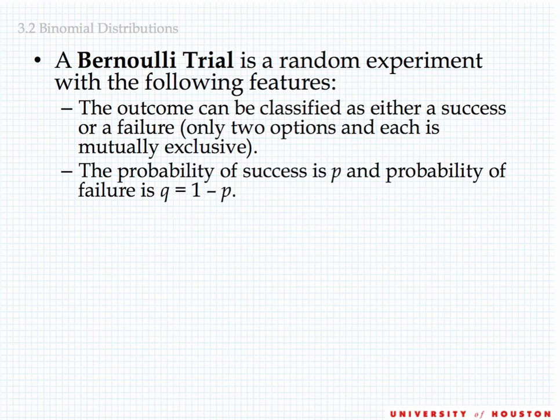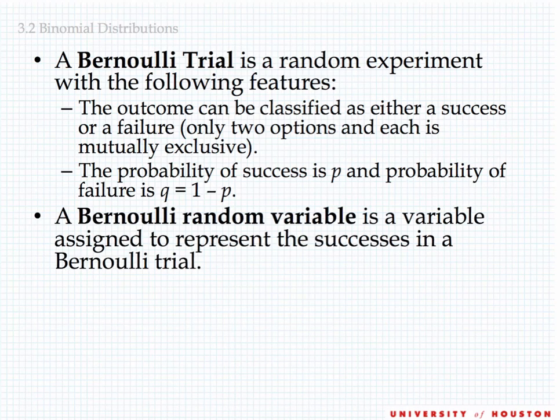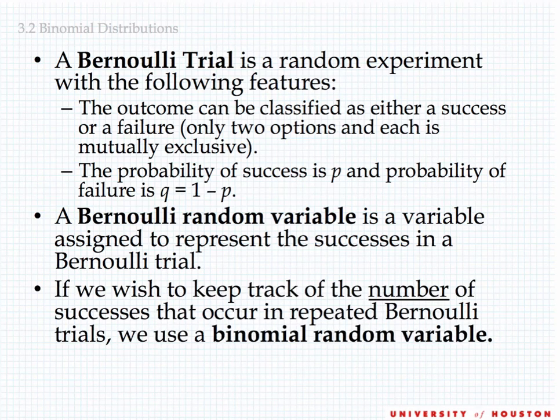The probability of success is P, and the probability of failure is Q, which is the complement of P, or 1 minus P. A Bernoulli random variable is a variable assigned to represent the successes in a Bernoulli trial. If we wish to keep track of the number of successes that occur in repeated Bernoulli trials, we use what is called a binomial random variable.